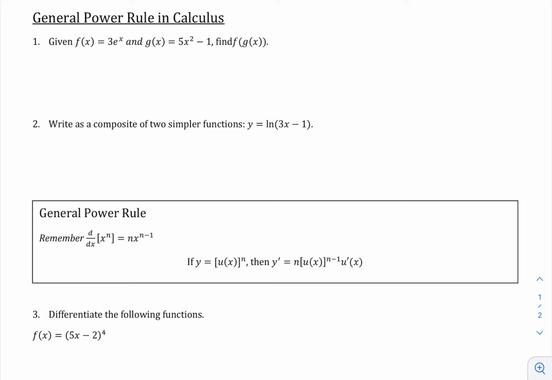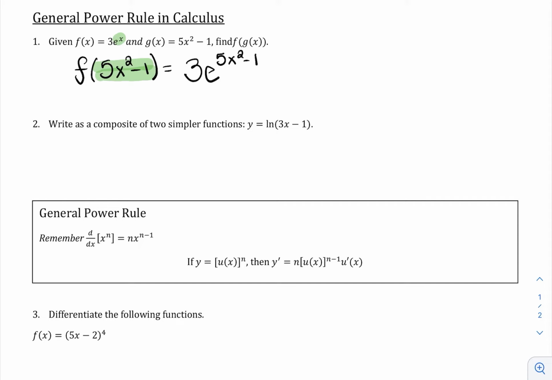You're given two functions, f of x and g of x, and we're going to compose g inside of f. We know this because it's written f of g of x. That's the way that we say it. So first, you replace just the inside function. So we write f of 5x squared minus 1. How function notation works is whatever is in the parentheses replaces the x inside the function f. So it becomes 3e, and instead of x, it's 5x squared minus 1. So this is the composition of g composed inside of f.